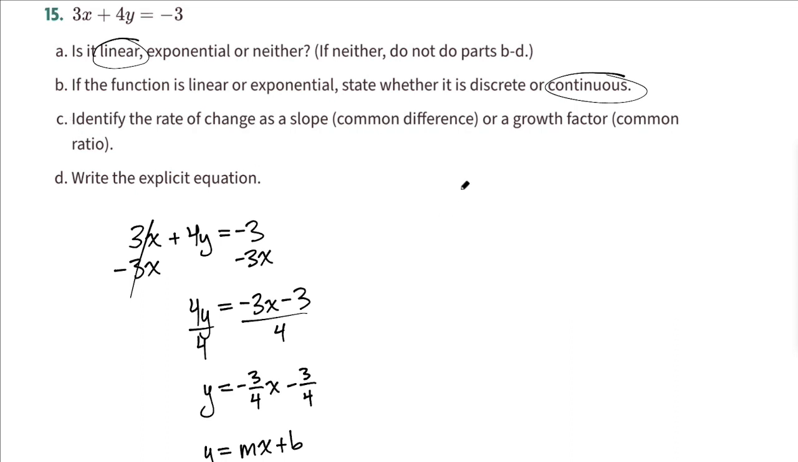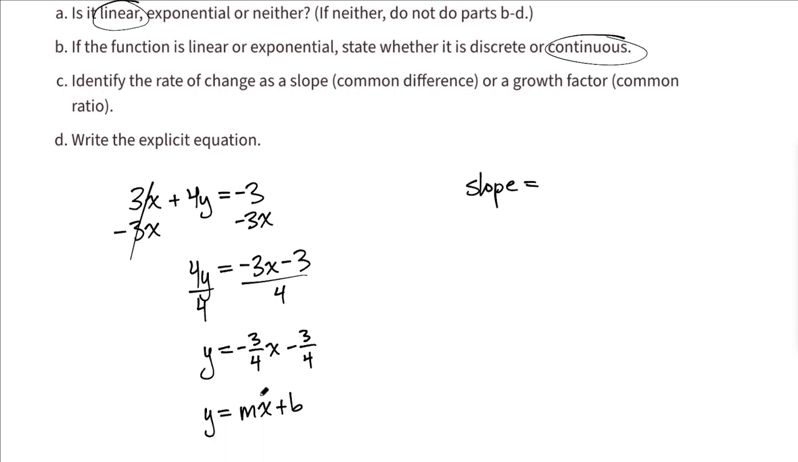And then for part C, we want to identify the slope. The slope here is m in the y equals mx plus b. And so for us, that's this negative 3/4. So slope is negative 3/4. Or if we were listing out the sequence, that would be the common difference of the sequence.